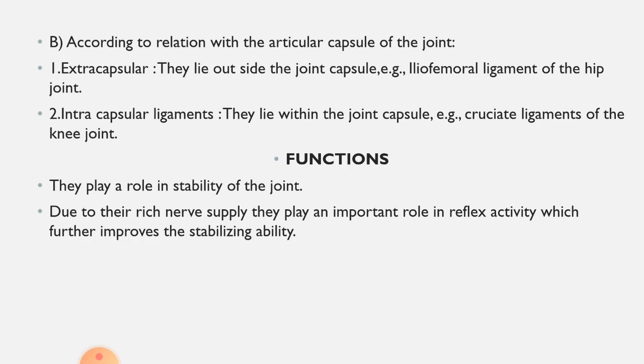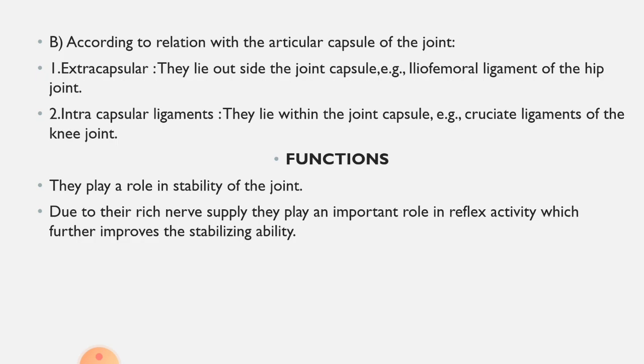They can be extracapsular, meaning lying outside the capsule of the joint, and they can be intracapsular, meaning lying under the capsule of the joint. Extracapsular are those that lie outside the joint capsule, for example iliofemoral ligament of the hip joint, and the intracapsular ligaments lie within the joint capsule, for example cruciate ligaments of the knee joint, which we saw in the previous slide.